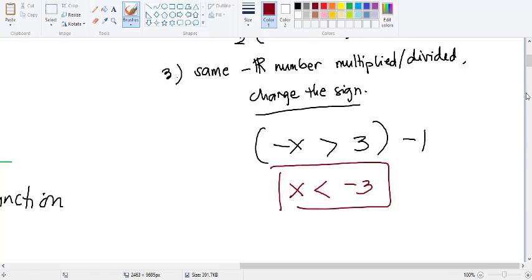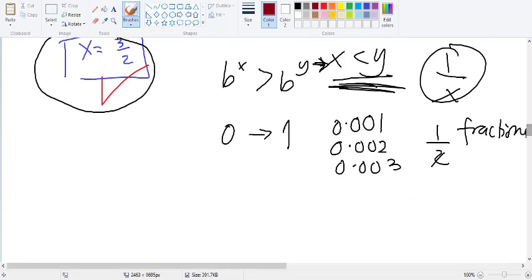Okay? That is why, in our property earlier, let me go back there, even if x is less than y, if b is in between 0 and 1, then b raised to x is still greater than b raised to y. That is what that property means.